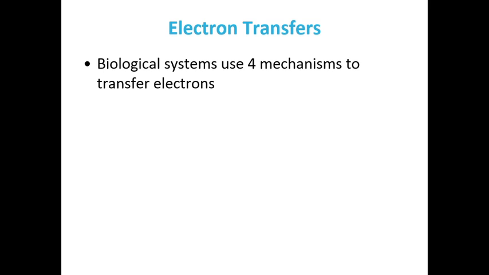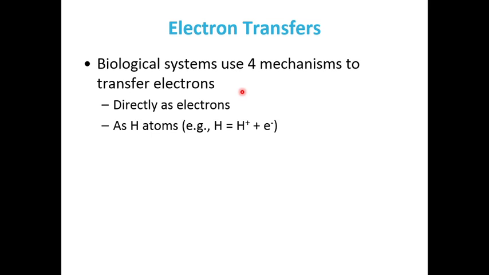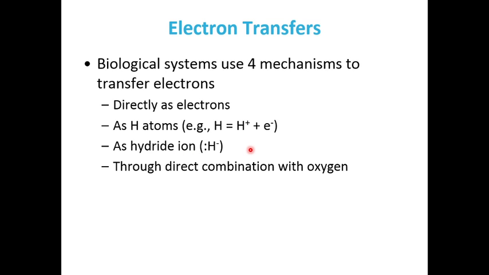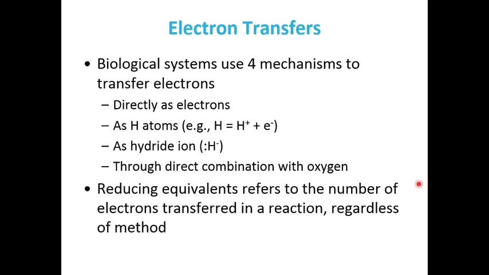Biological systems use 4 mechanisms to transfer electrons. First, they can be directly transferred as electrons or as hydrogen atoms, as hydride ions, or through direct combination with oxygen. Reducing equivalents refer to the number of electrons transferred in a reaction, regardless of the method.